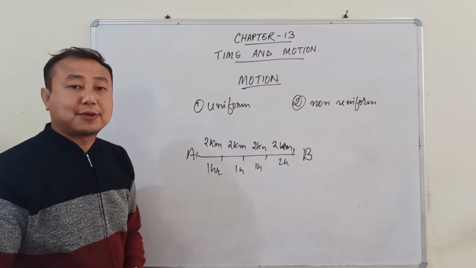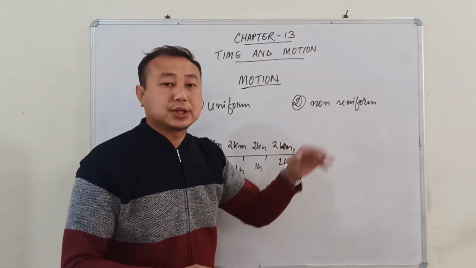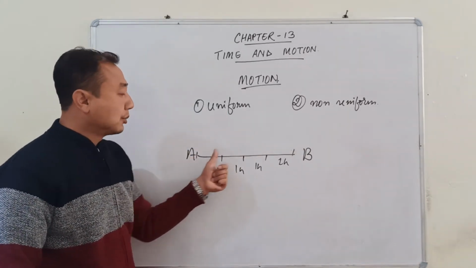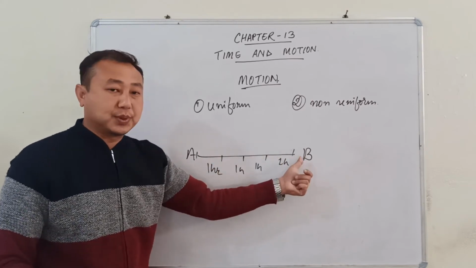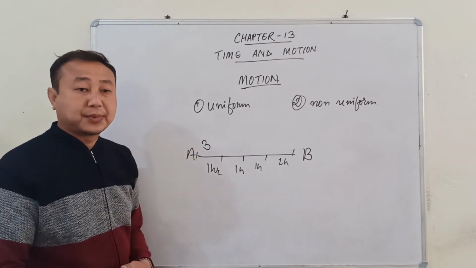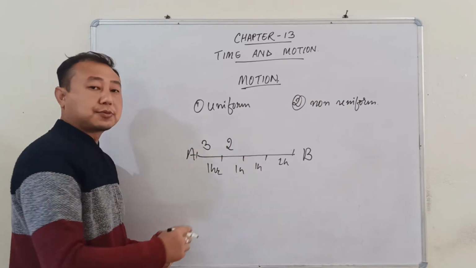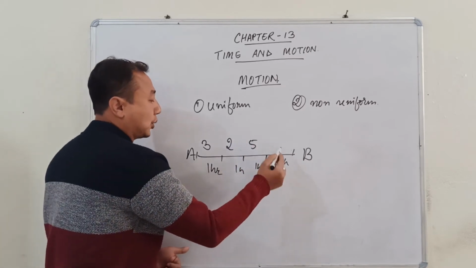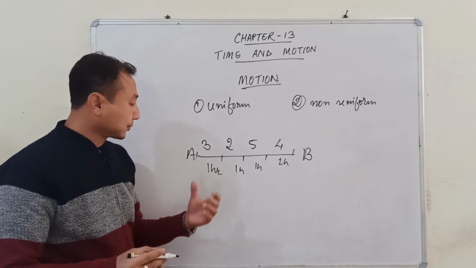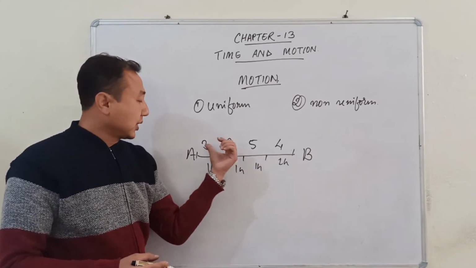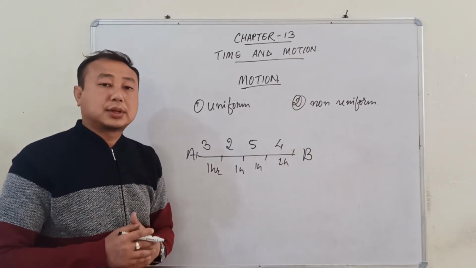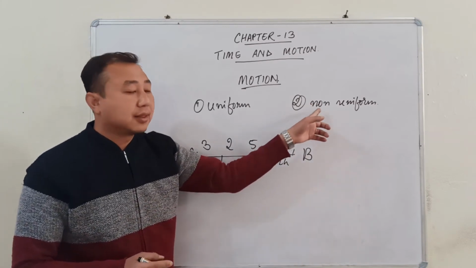Non-uniform motion is the type of motion in which an object covers unequal distance in equal interval of time. Let's take an example that an object covers a distance from A to B. In the first 1 hour, let us say this object covers a distance of 3 km. In the next 1 hour, it covers a distance of 2 km. In the next 1 hour, 5 km, and in the next 1 hour, 4 km. So here, in this example, the object is covering unequal distance in equal interval of time. Such type of motion that is performed by an object, we call it as a non-uniform motion.